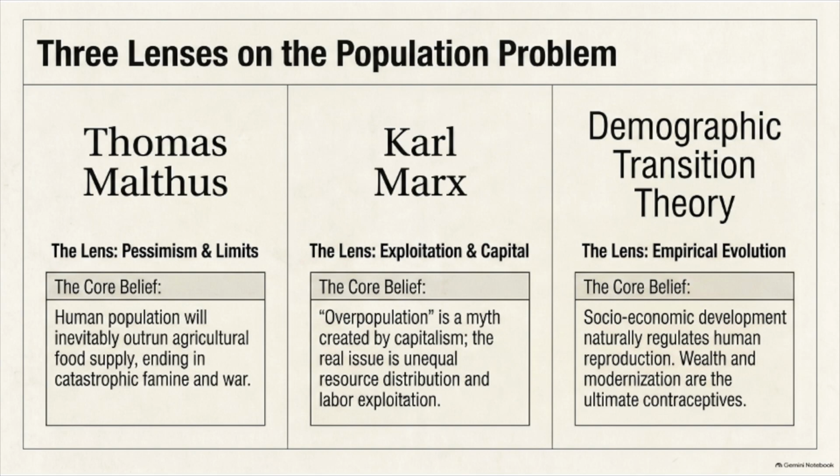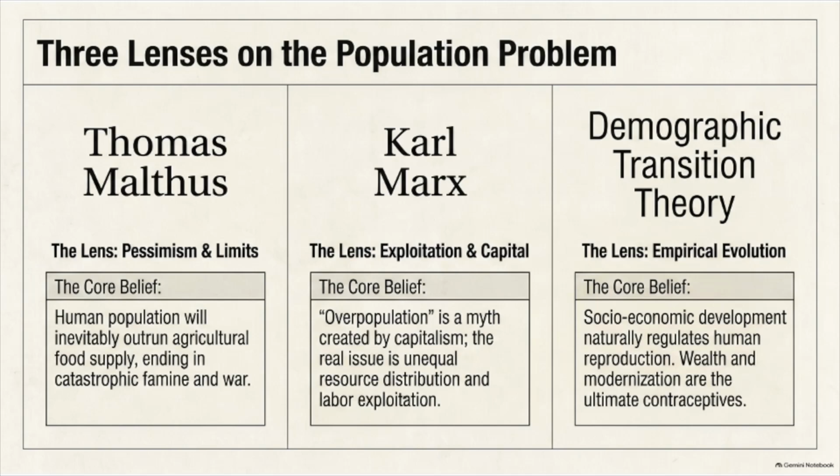It helps to view the population problem through three different lenses. Thomas Malthus, through the lens of pessimism and limits, believed that human population will inevitably outrun agricultural food supply, ending in catastrophic famine and war.